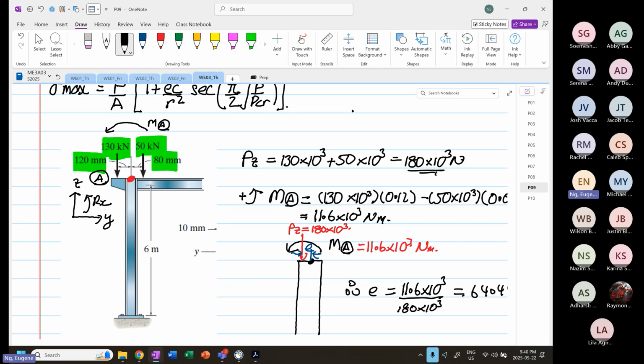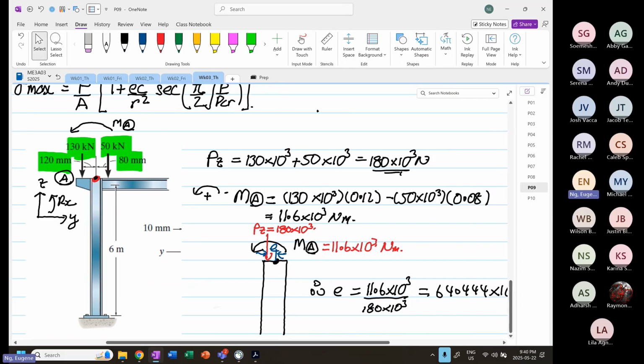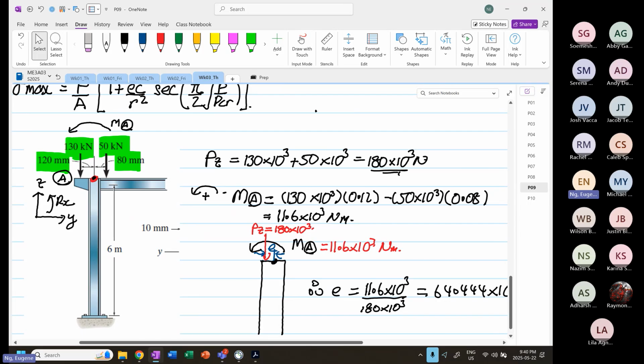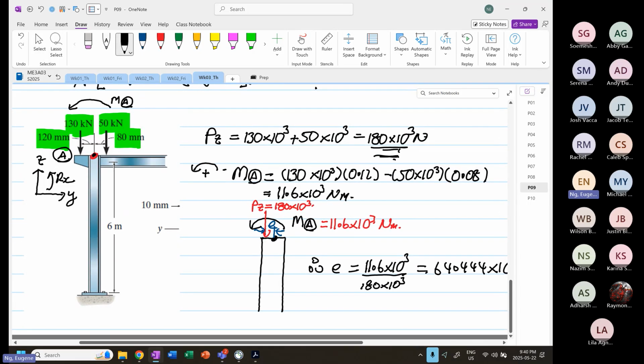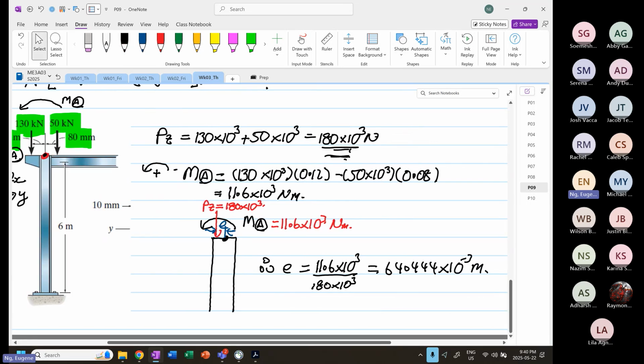It's clearer this way: the moment at point A going in this direction is positive, relative to the geometric centroid. So we have 11.6 times 10 to the power 3. With that, we know the axial load is 180. So you just take 11.6 times 10 to the power 3 divided by 180, and that is equal to 64.444 times 10 to the power minus 3. And you have to get this right.